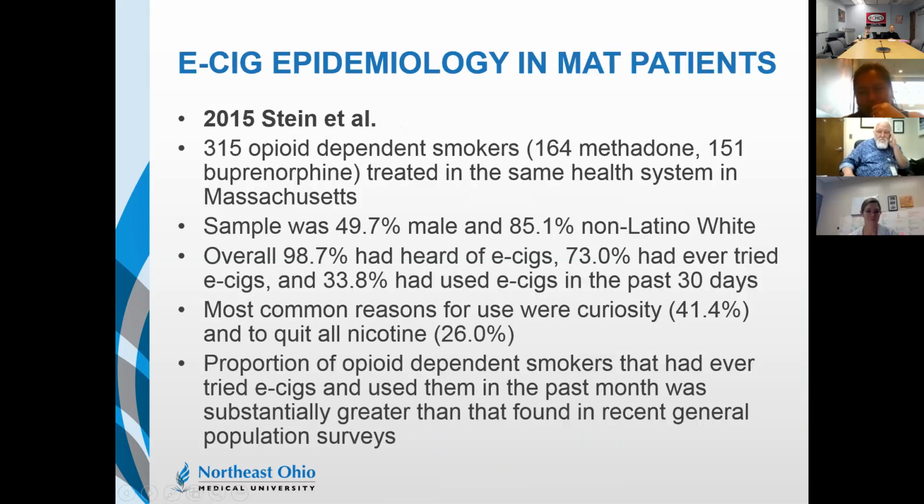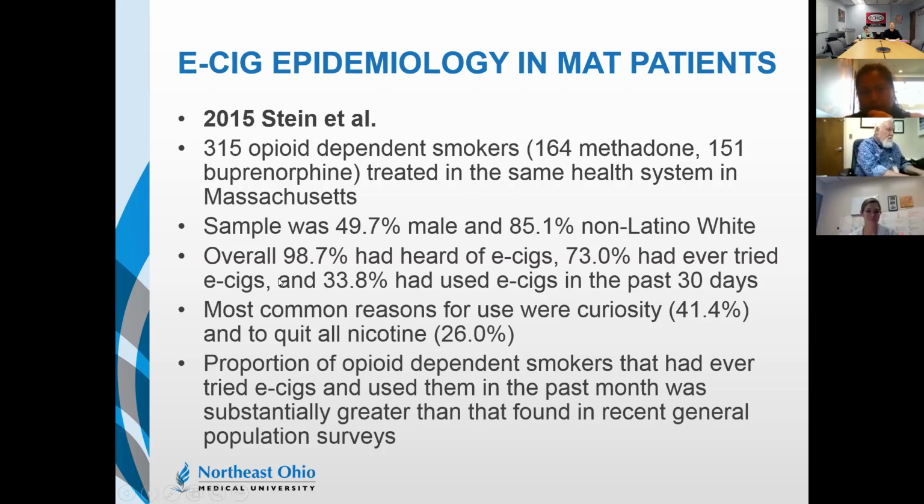All right, so what does this have to do with MAT patients? Well, there's been 2 papers and probably several others, but these were the 2 I thought were the most interesting. There was a 2015 paper that I found and a 2019 paper that I found, and they wanted to know a little bit about the epidemiology of e-cigarettes in medication-assisted treatment patients. So the one that Stein did in 2015 took 315 opioid-dependent smokers. They had 164 patients that were on methadone, and there was 151 patients that they had on buprenorphine, and all of these patients were treated in the same health system in Massachusetts. The sample was about 50% male, and it was about 85% Caucasian.